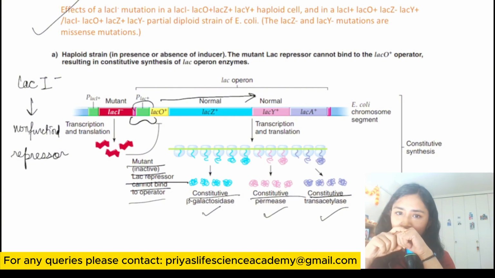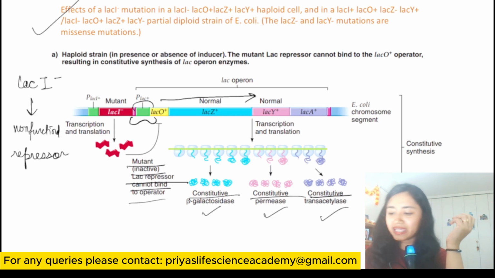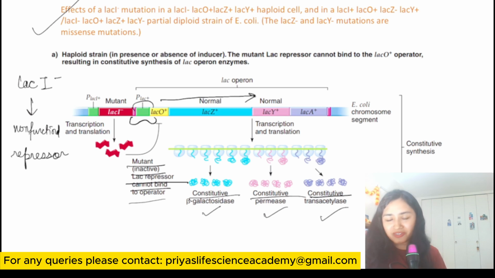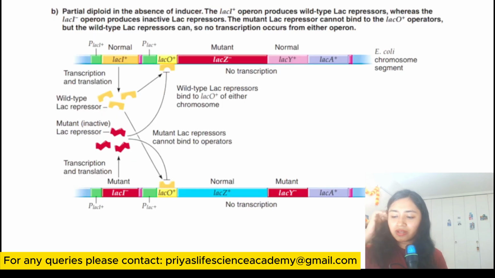In this case also there is no need of the inducer, lactose, because lacI minus is already non-functional. If lacI minus is non-functional, there is no point of the Lac repressor to block the operator, so the operator is always free, and the Lac operon is always on. So we have also studied the lacI mutation. Now we have to look at the partial diploid.